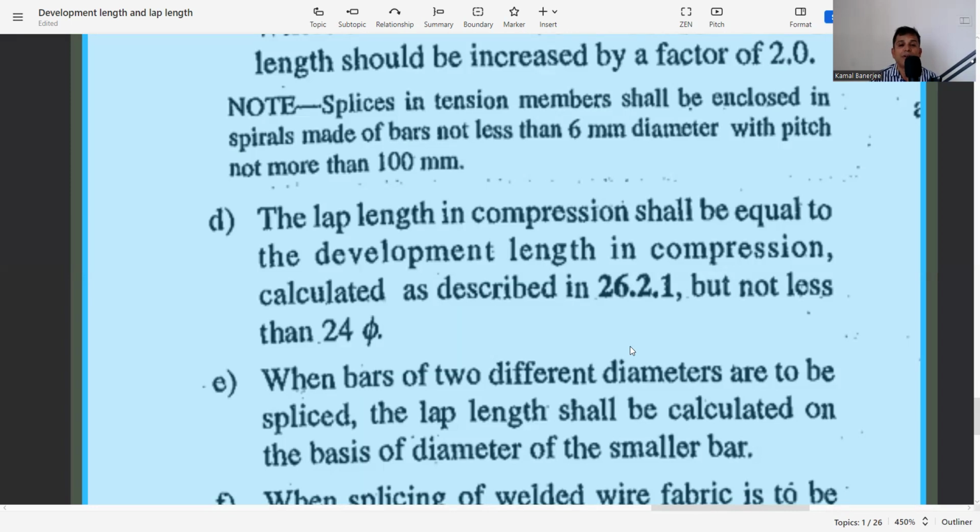Now, it is saying clearly and directly that lap length in compression will be equal to the development length in compression, calculated as described in 26.2.1, but not less than 24φ. So, suppose it is a 20 mm bar, 24φ is 480. If the development length is less than 480, we do not use it. We need to use the 480 mm.